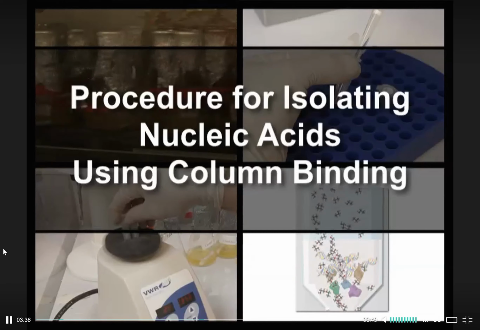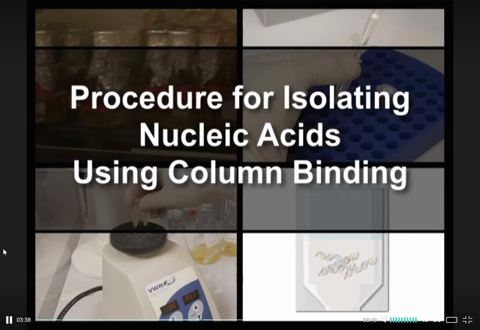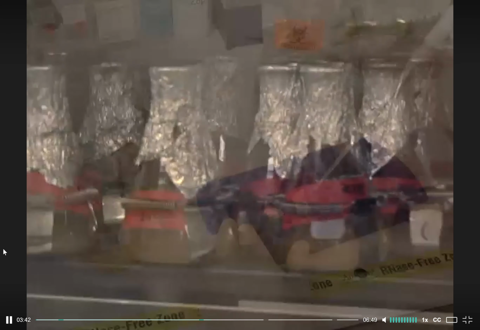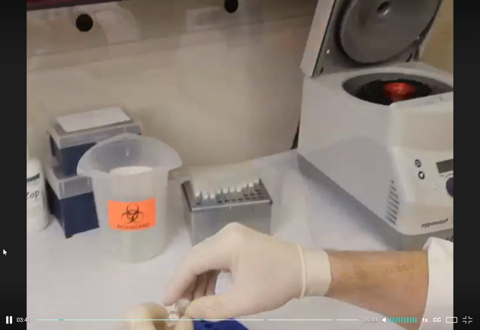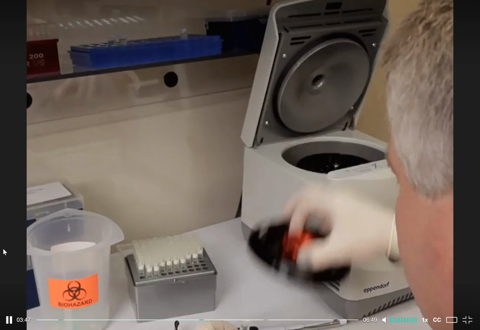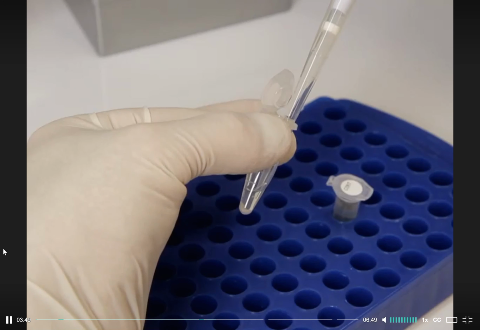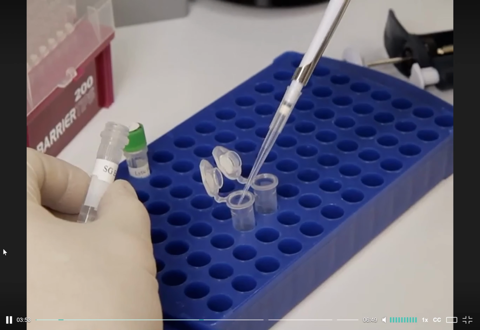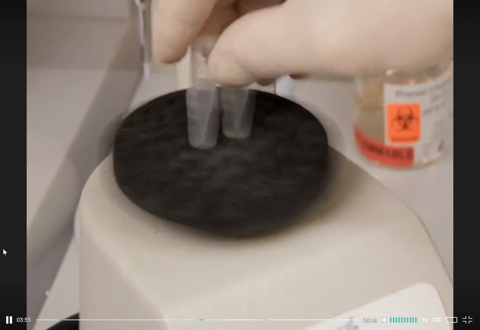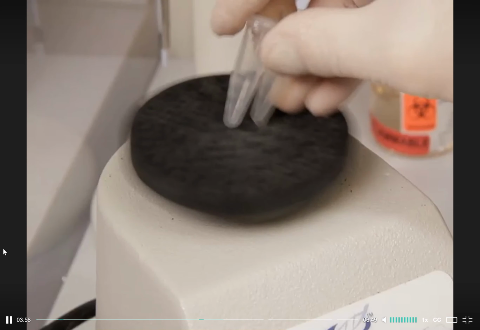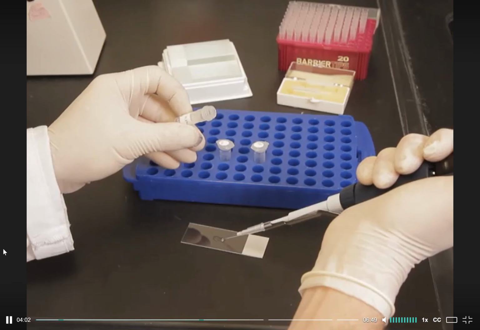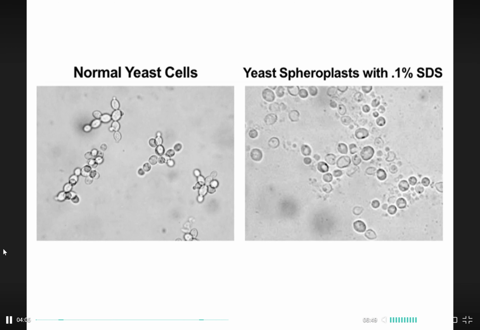Nucleic acids can be isolated from yeast using a column binding protocol. First, cells are grown up and harvested by centrifugation. The supernatant is removed and discarded, while the cell pellet is resuspended in enzyme-containing buffer, vortexed, and incubated until cell walls are digested. Cell wall digestion and spheroplast formation can be verified with microscopy when optimizing enzyme treatment.